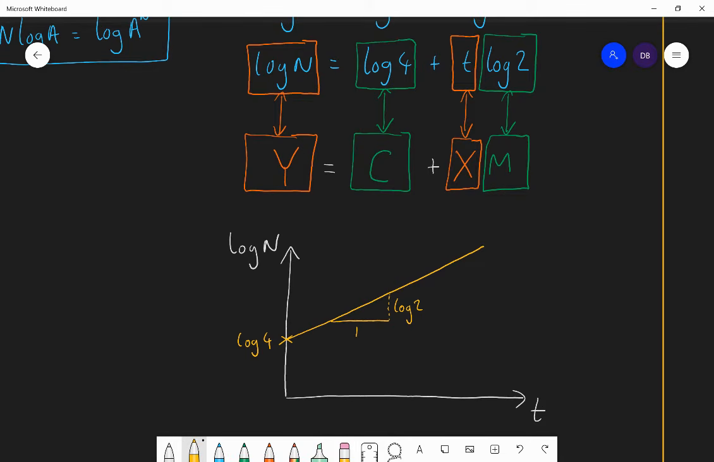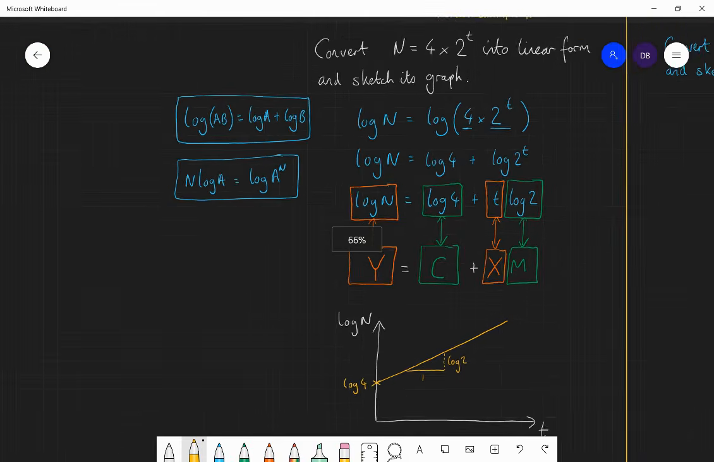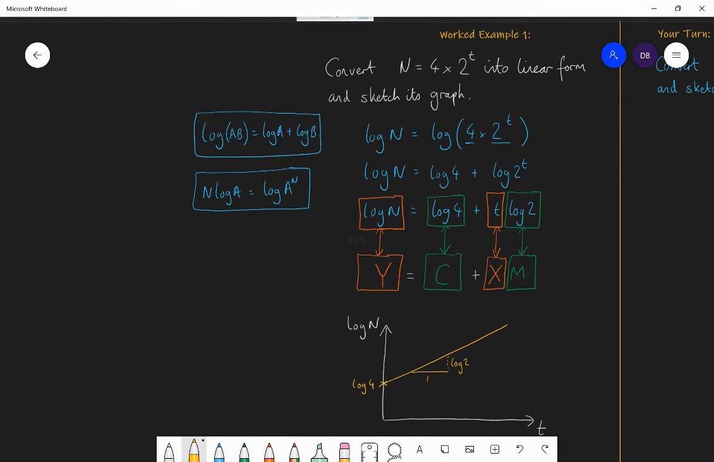And that is what my graph will look like. That's the sketch of my graph. So, just running through it all together, we converted this function into linear form by using logarithms, and then matched it up with y equals mx plus c, and drew the graph of log n equals log 4 plus t log 2 as a straight line, because log 4 will be the y-intercept and log 2 will be the gradient.